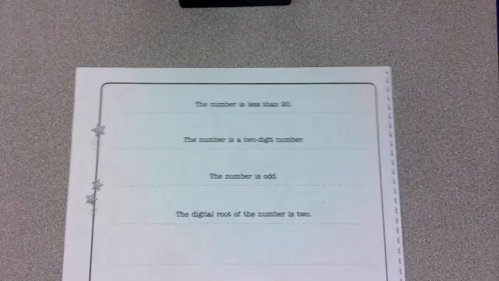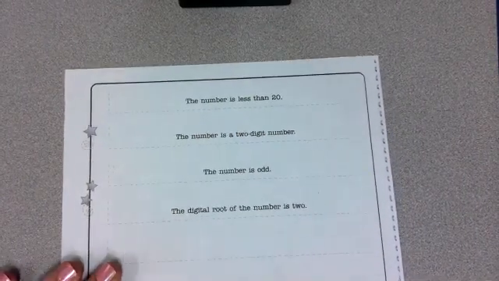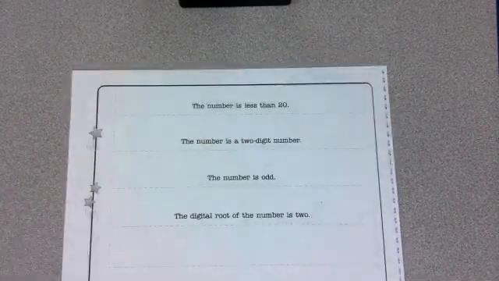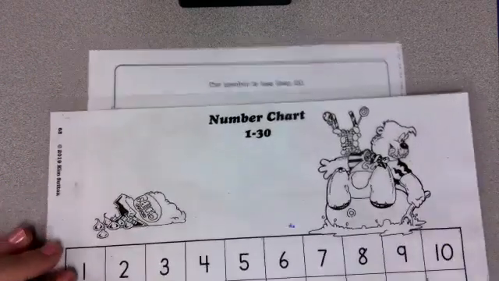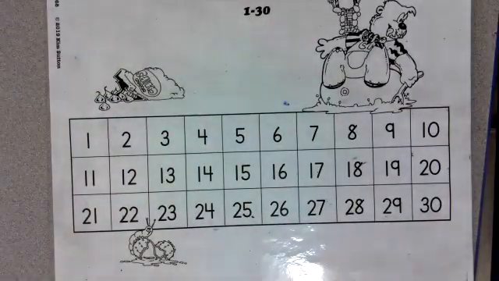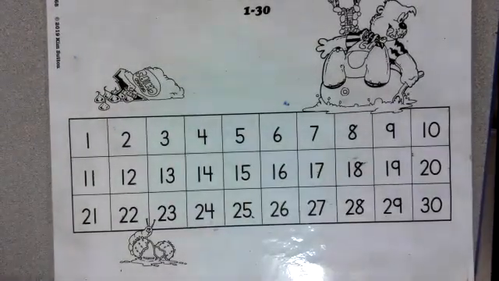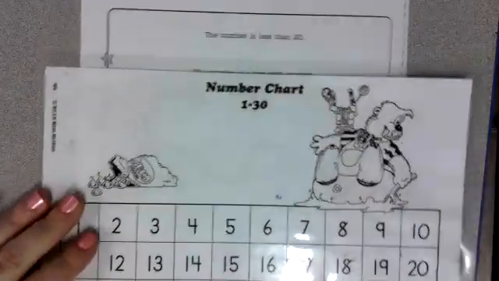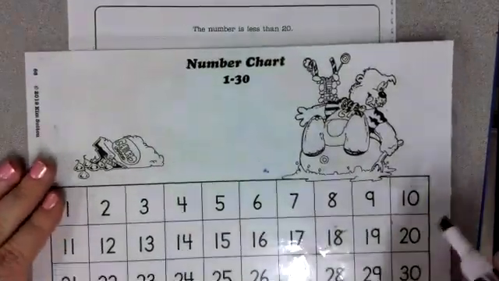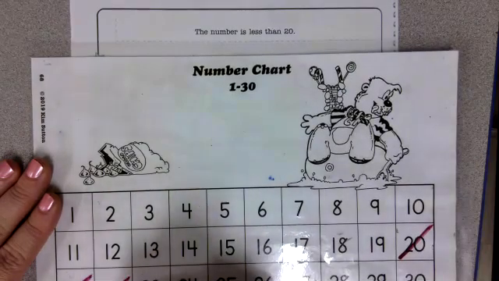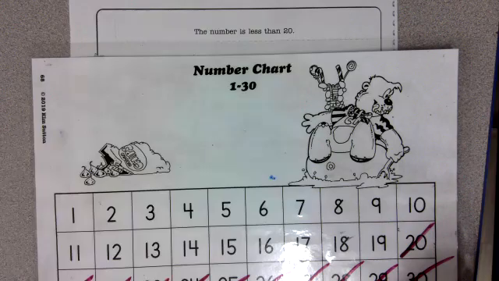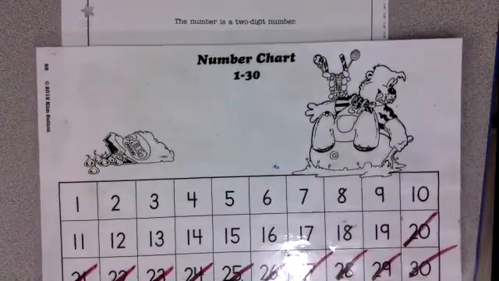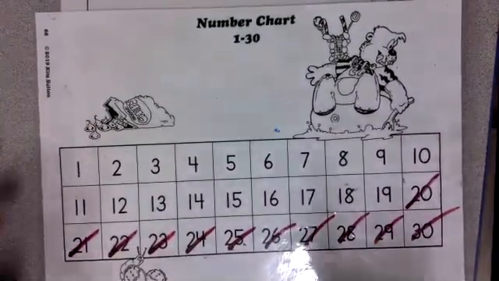For place value clues today, again, they can use their 0 to 30 chart. So the first clue says it's less than 20. So I would find the number 20, and anything below that is fair game, but anything above that is not. So no 20 and nothing above 20. Next clue says that it is a 2-digit number, so I'm looking to see if there's any 1-digit numbers.